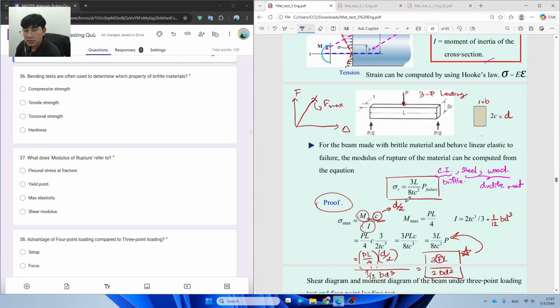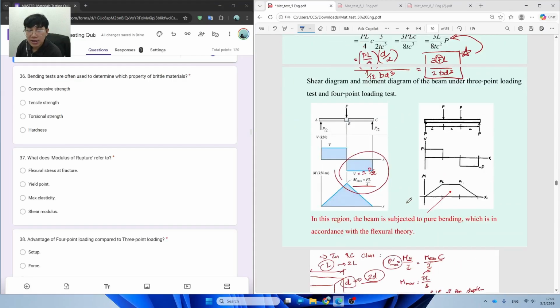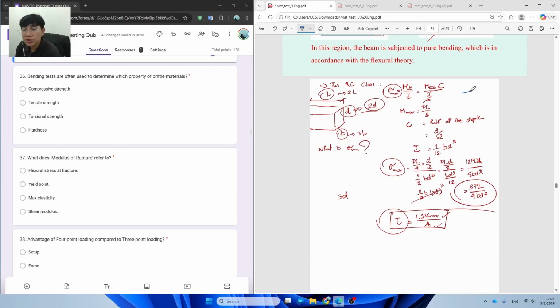Okay, so I already discussed this in class: you must be able to derive this equation for the rectangular section. For example, we know that stress equals Mc over I, and the maximum moment of the 3-point loading test is going to be PL over 4, because for all of the materials that we test in our lab, we use the 3-point loading test as the reference. And then we know that the c over here is going to be half of the depth of the sample, so it's going to be d over 2 if d is the depth of the sample.